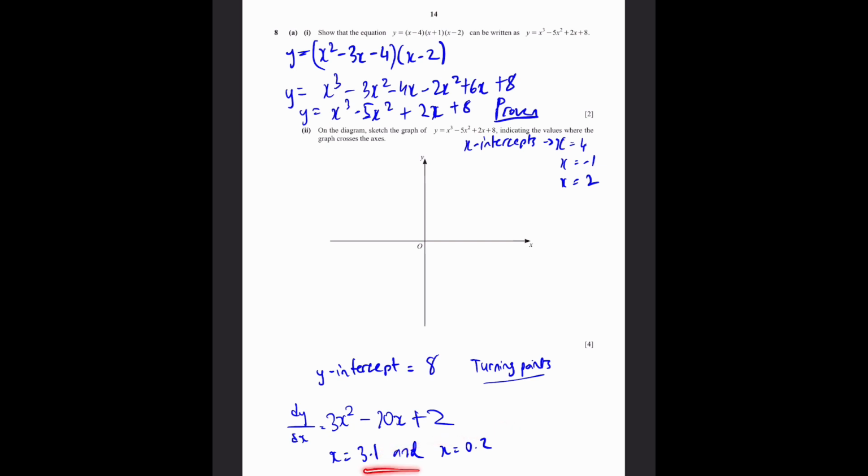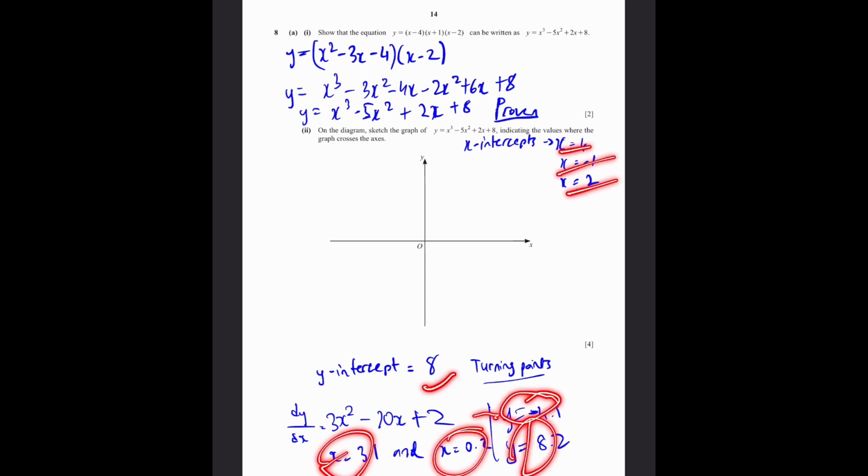Now we can substitute both of these values into the original equation, which is x cubed minus 5x squared plus 2x plus 8. And if you do that correctly, you will get y equals minus 4.1 for x equals 3.1, and then y equals 8.2 for x equals 0.2. So now we can plot all of the points which we found. We have 1, 2, 3, 4, 5, and then we have 6 points.